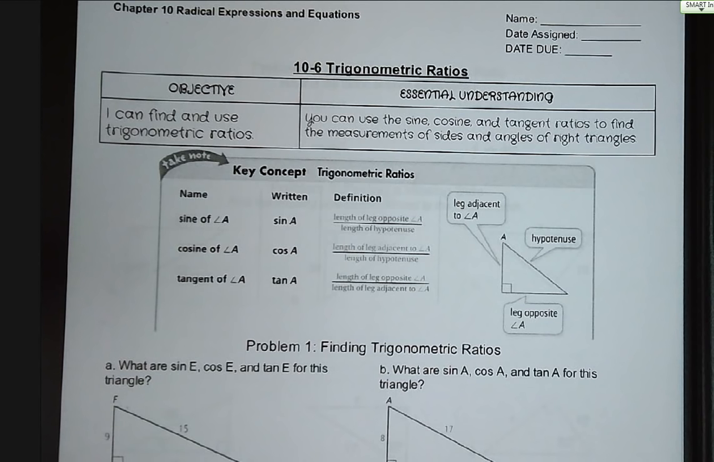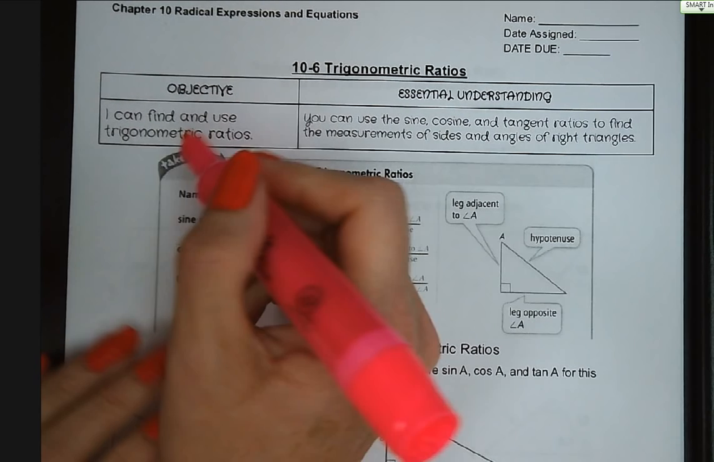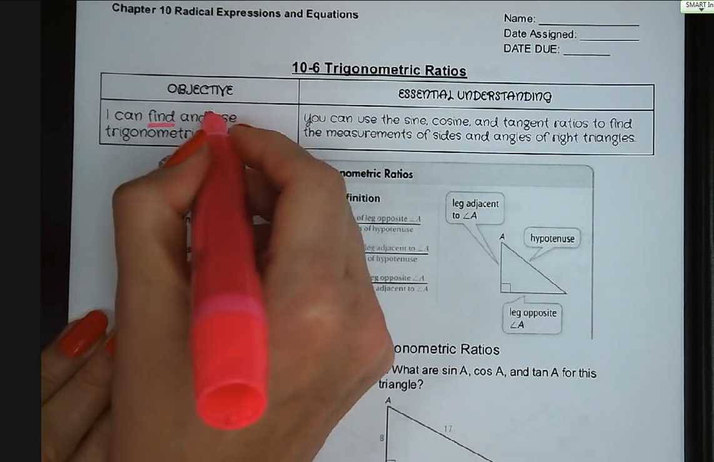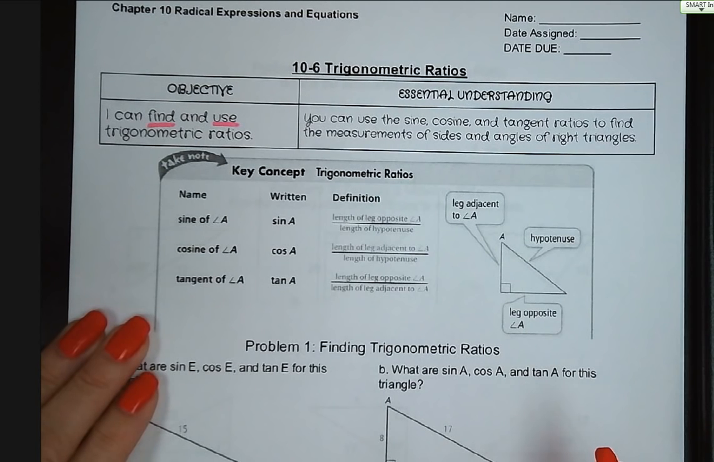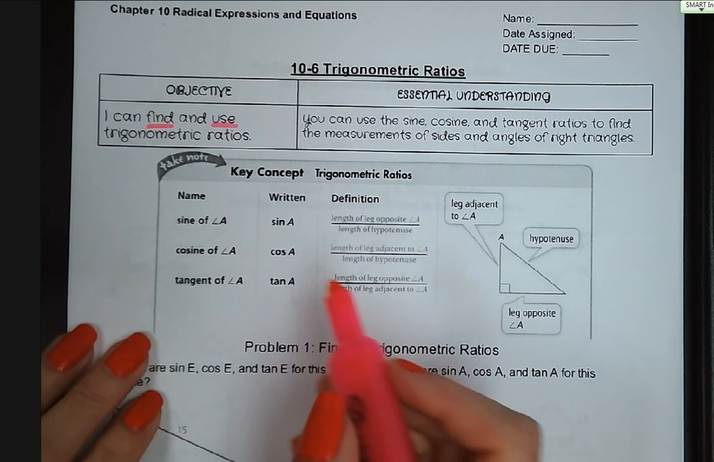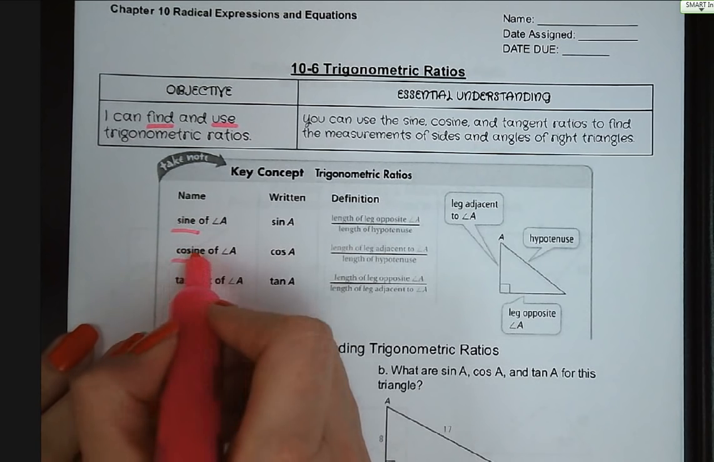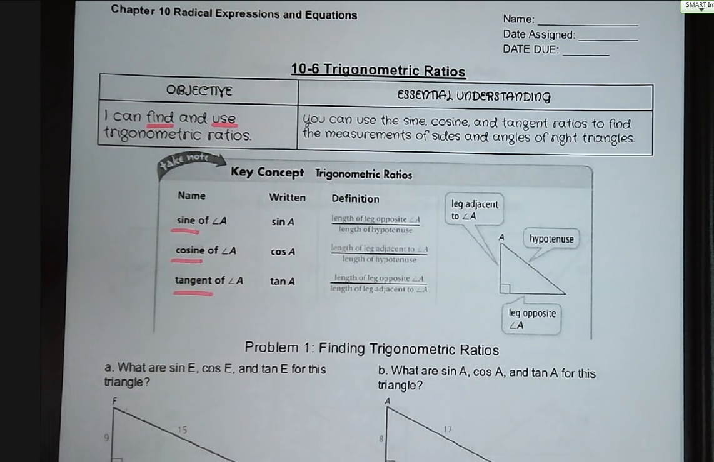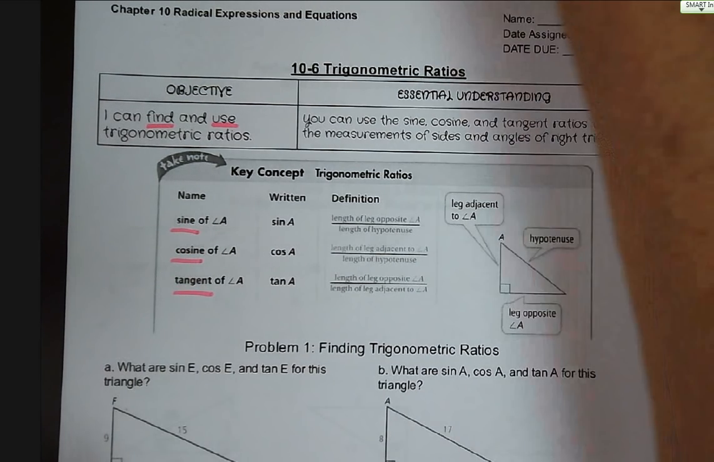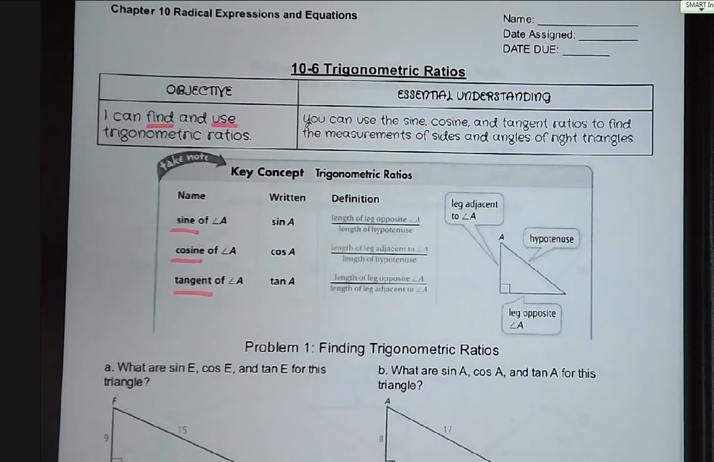Our objective is that I can find and use trigonometric ratios. You can use sine, cosine, and tangent ratios to find the measurements of sides and angles of right triangles. Now, this is a topic that unfortunately a whole bunch of you saw on the MAP test a couple weeks ago, and we are just now teaching it to you.